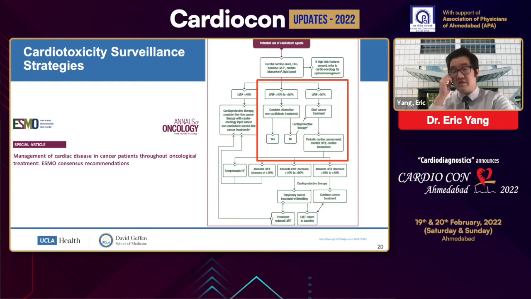No longer is it really the situation where it is forbidden and you can stop. In fact, we should be aggressive, just as the cancer doctors are, in trying to attenuate their cardiovascular risk while they get life-saving cancer treatments.